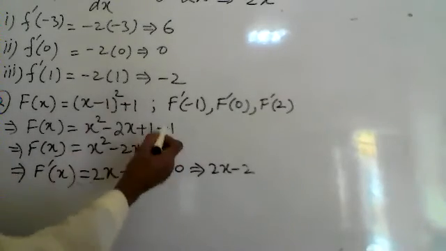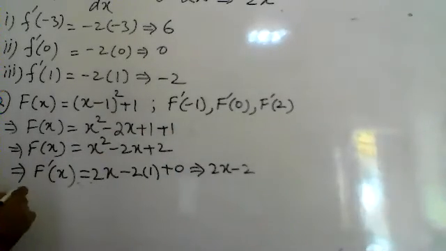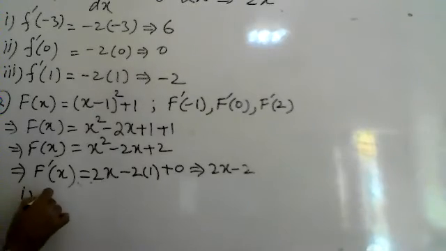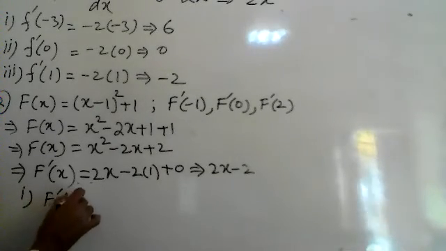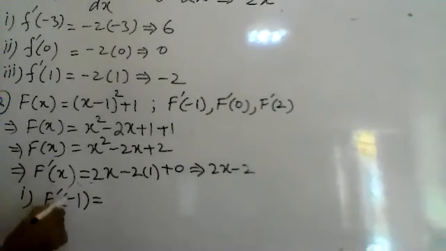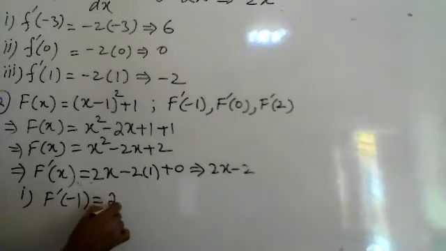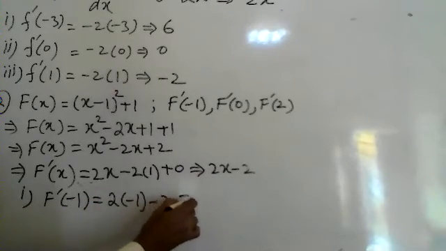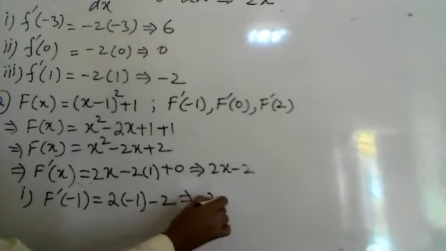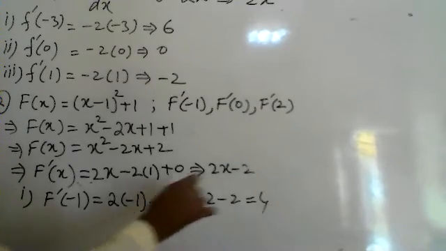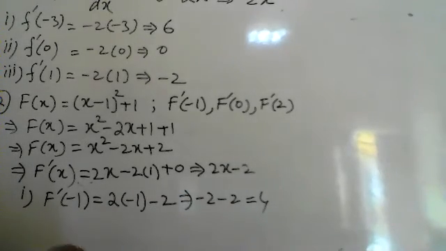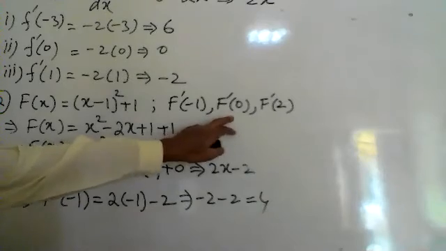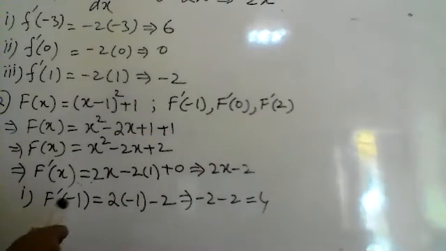Now we will find f dash minus 1. x is replaced by minus 1. So 2 into minus 1, minus 2. This will become minus 2 minus 2, which is equal to minus 4. In the same way, we will find f dash 0, and we will find f dash 2.